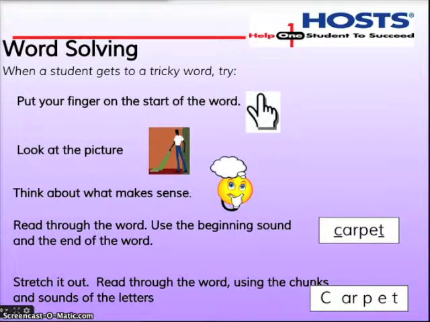Let's take a look at this word. The beginning sound is a C, so we want to go K. The end is a T, T. You want to keep in mind the end sound as well. You want to stretch it out, read through the word using chunks and the sounds of the letters. We then want to put it back in the sentence to see if it makes sense. So it's K, R, P, et, carpet.